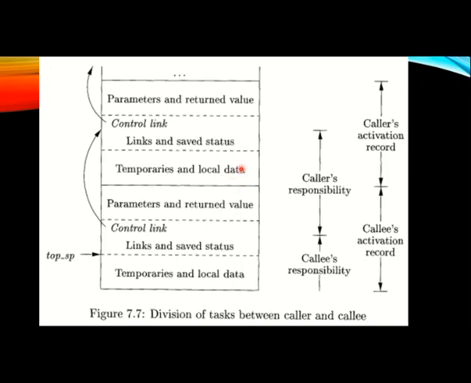Whenever any procedure is invoked or started, the caller, that means the one which calls some other function or some other procedure, contains the focus or scope of these three fields: control links, temporaries and local data, parameters and return values.